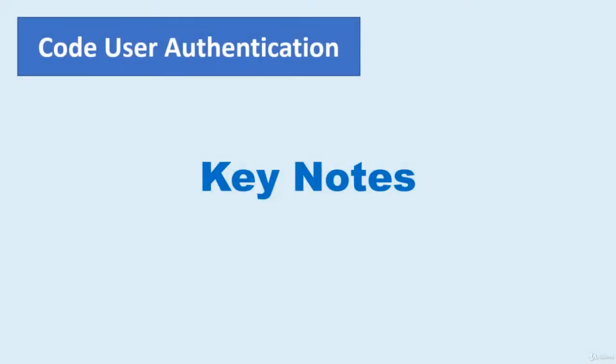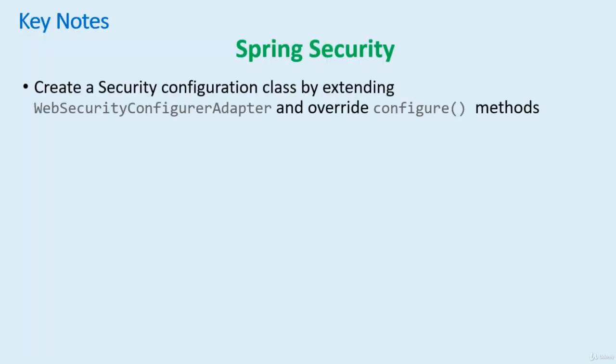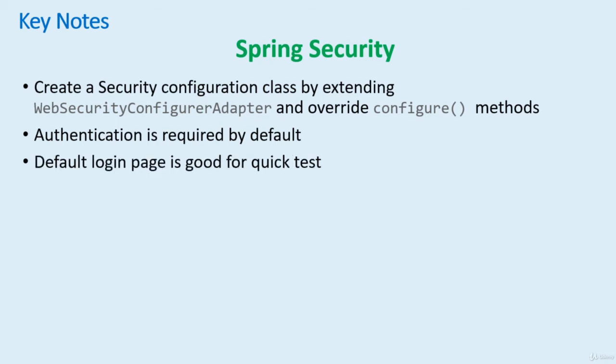Let's review some keynotes you have learned during the coding of the user authentication functionalities. Firstly, we can create a security configuration class by extending the WebSecurityConfigurerAdapter defined by Spring Security API and override one or more configure methods. And by default, authentication is required if the Spring Security API library is present in the project's classpath.